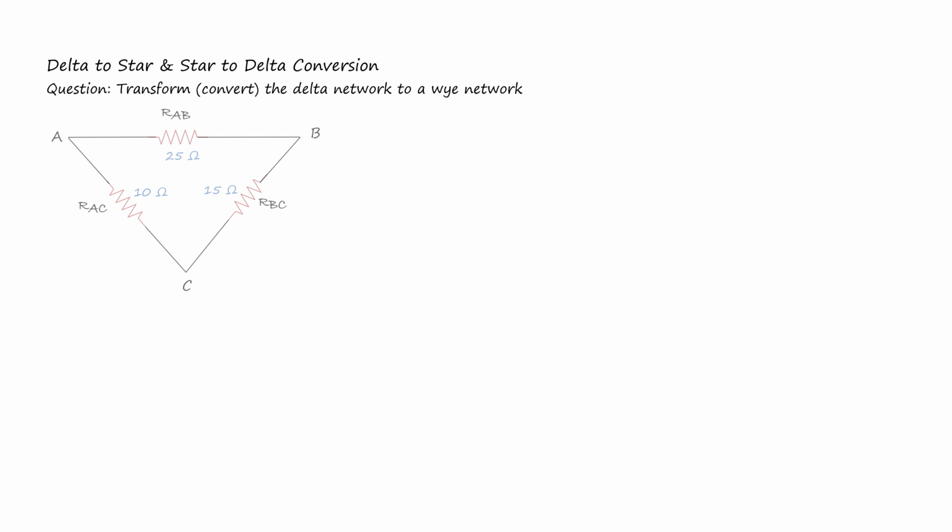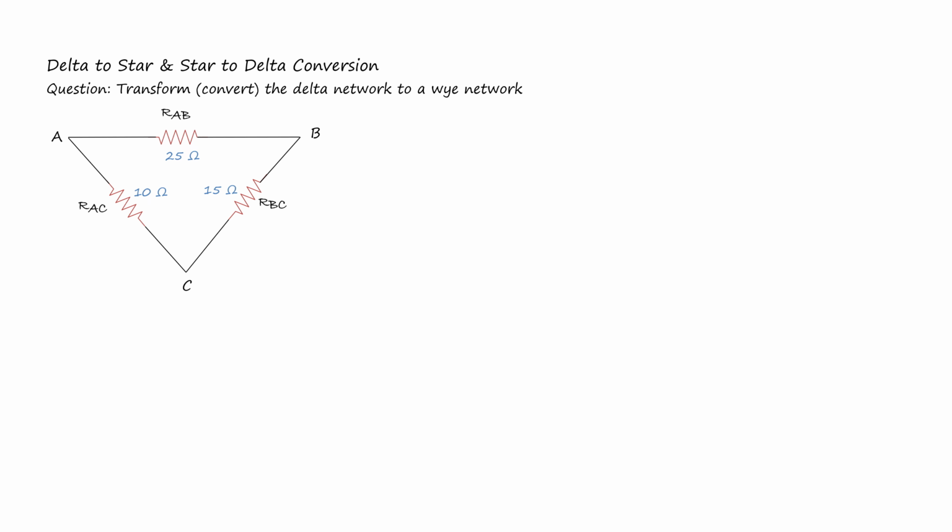Let us solve this question, which is to transform or convert a delta network into a Y or a star network. As we can see, this circuit is a delta network because resistors are connected in a triangle shape. Therefore, we must convert this delta network into a Y network or a star network.